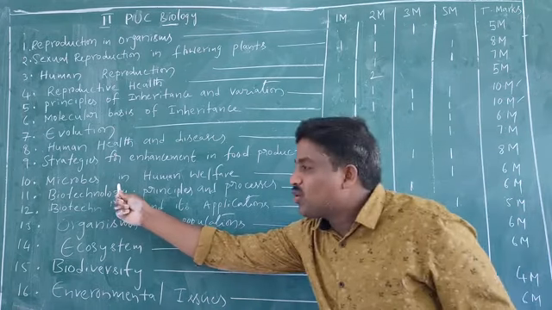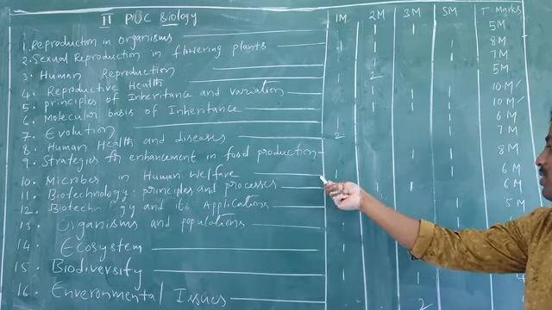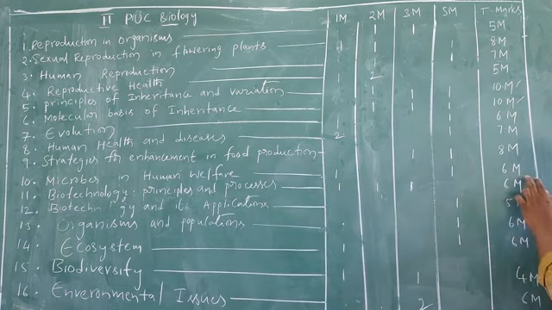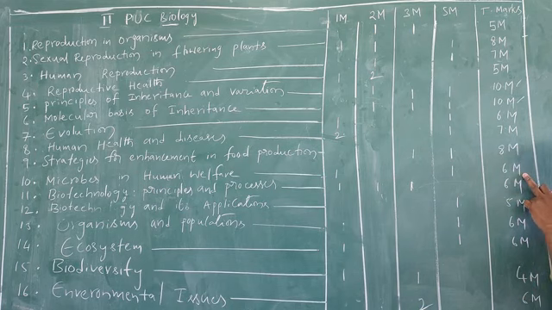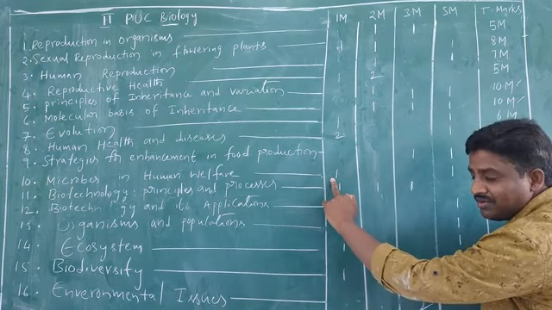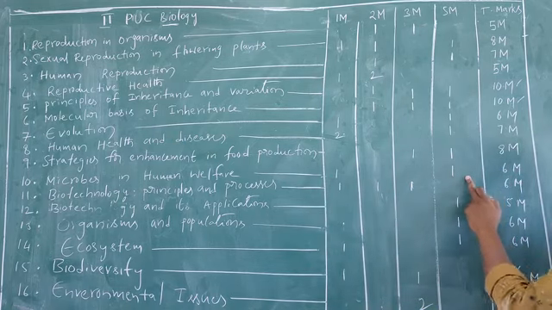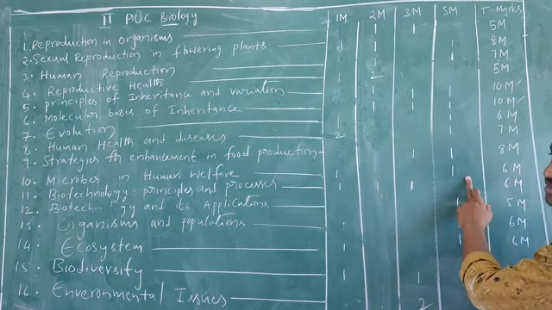Next, microbes in human welfare. In microbes in human welfare, the weightage of marks is 6 marks. From this, they ask 1 marks question 1 and 5 marks question 1.